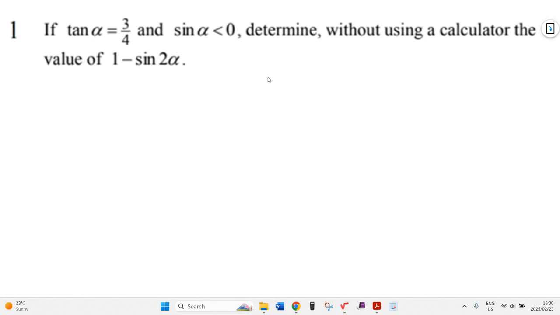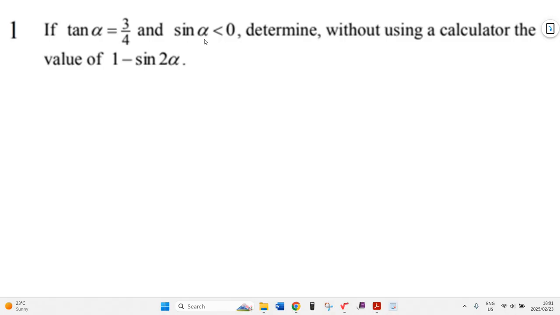Okay, let's try this question. This looks like a Pythagorean trig question where they give us the tangent of an angle, and it's 3 over 4. That means the opposite over the adjacent side of the triangle formed by this angle. That's the tangent, 3 over 4.